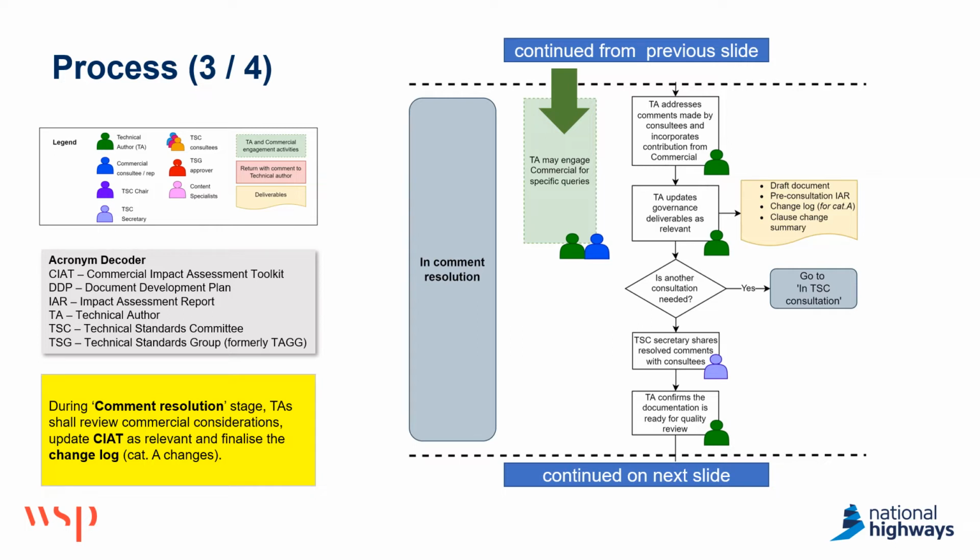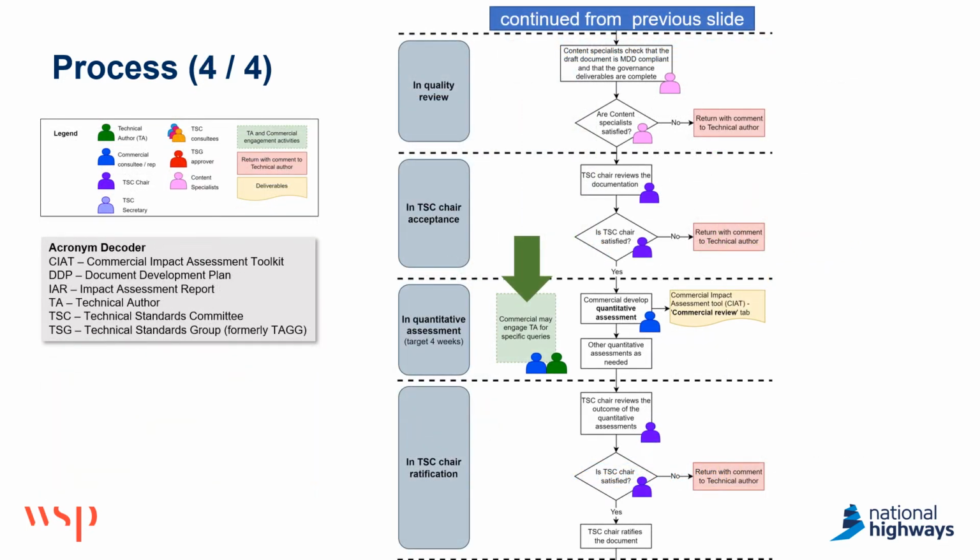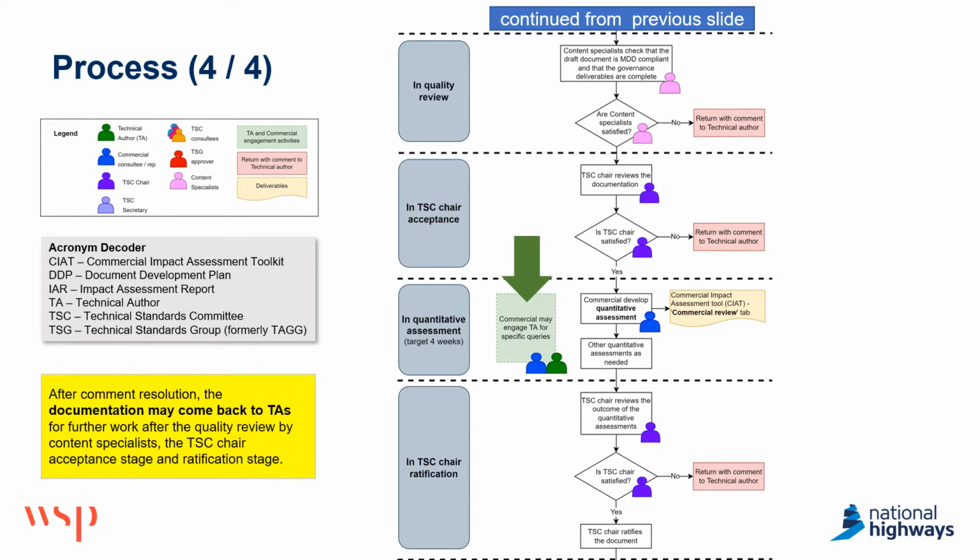A key takeaway for technical authors during the comment resolution stage is to review commercial considerations, update the commercial impact assessment tool as relevant, and finalize the change log for Category A changes only. Key takeaways for technical authors are that after comment resolution, the documentation may come back to them for further review after the quality check by content specialists, the TSC chair acceptance stage, and the TSC chair ratification stage.